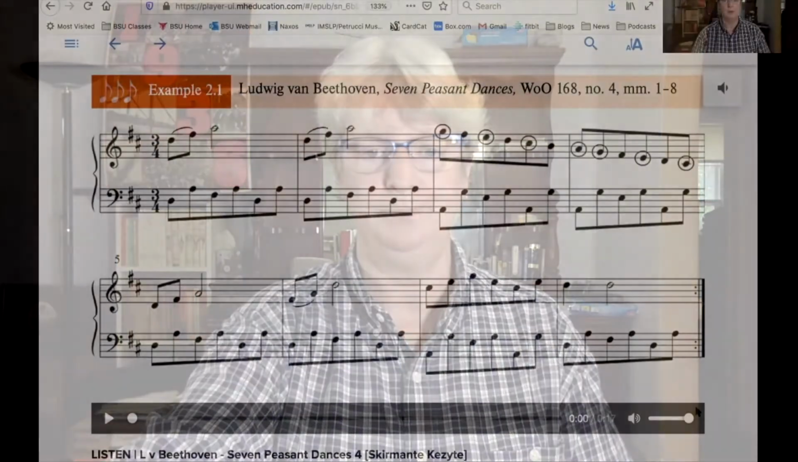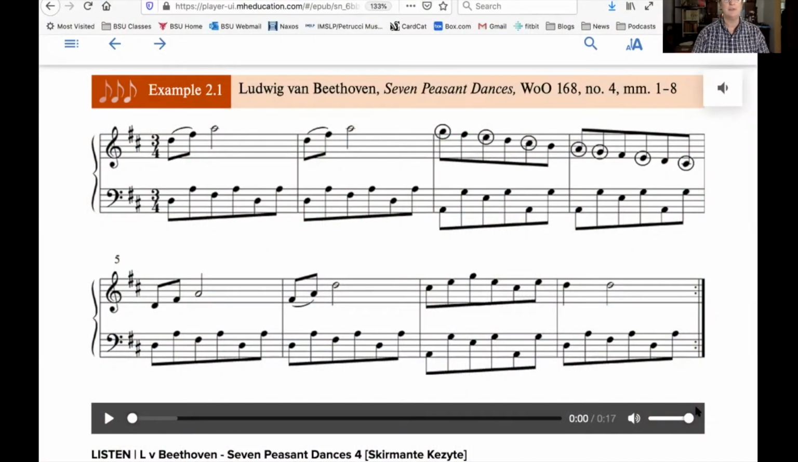Here's another piece. This is example 2.1 from the textbook. This is part of a very simple piano sonata in D major by Beethoven. Because it's in D major, the 1 chord is D major, and the dominant chord of D major is, think about it, what is the 5 chord in D major? Yes, it is A major.